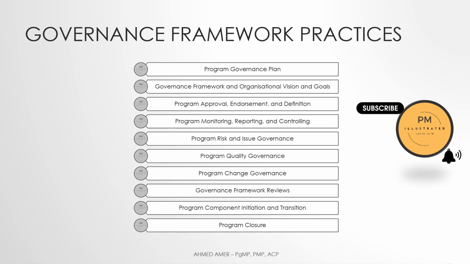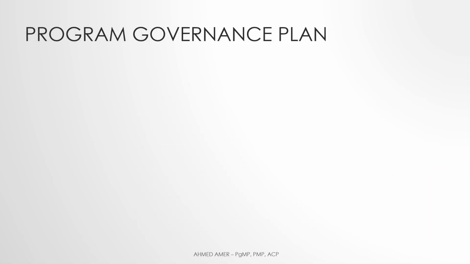These 10 practices show us that the governance framework practices are nothing other than a structured set of activities designed to ensure that a program remains aligned with organizational strategy while it delivers intended benefits and operates within defined boundaries. Let's start now with the first practice, Program Governance Plan.